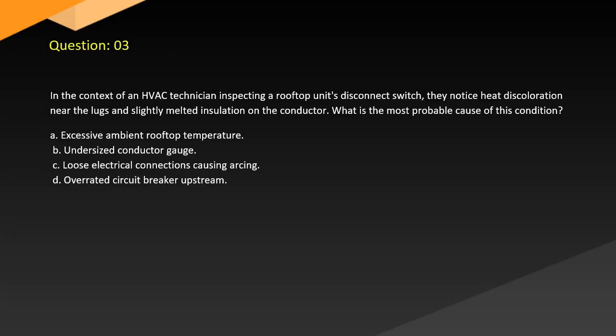Question 3. In the context of an HVAC technician inspecting a rooftop unit's disconnect switch, they notice heat discoloration near the lugs and slightly melted insulation on the conductor. What is the most probable cause of this condition? A. Excessive ambient rooftop temperature. B. Undersized conductor gauge. C. Loose electrical connections causing arcing. D. Overrated circuit breaker upstream.